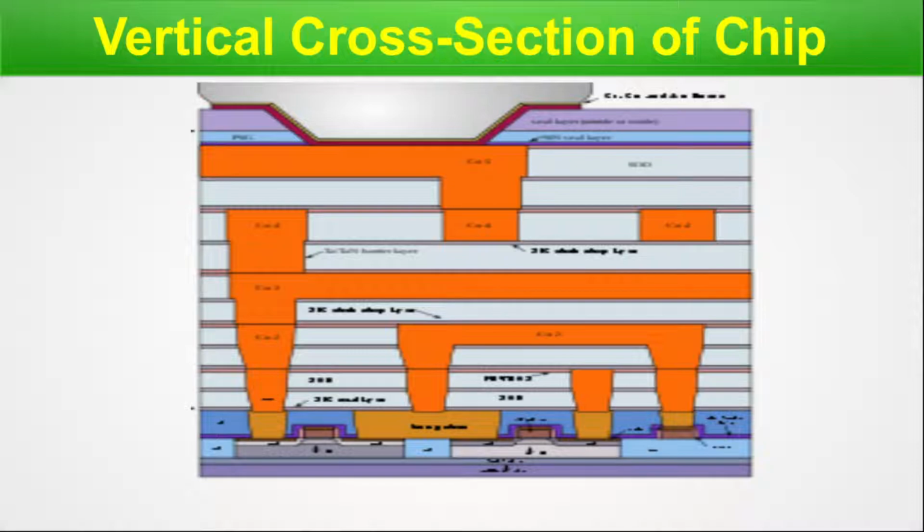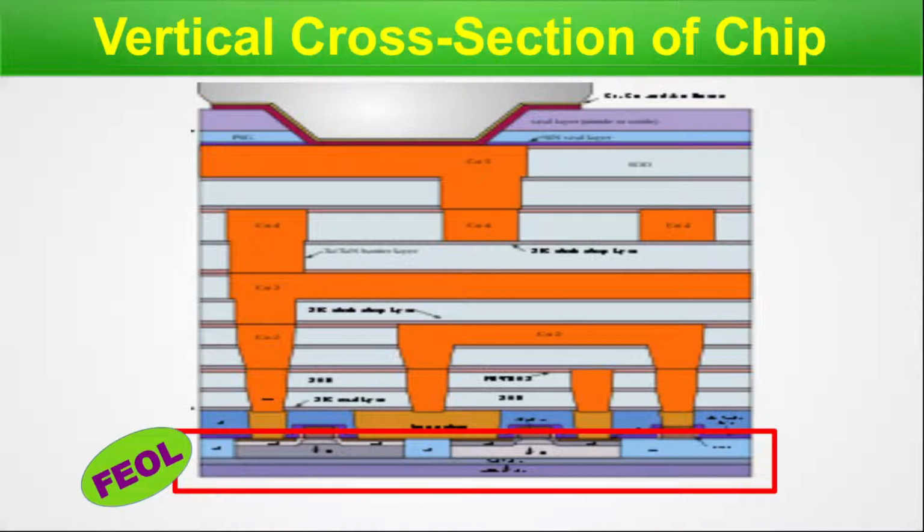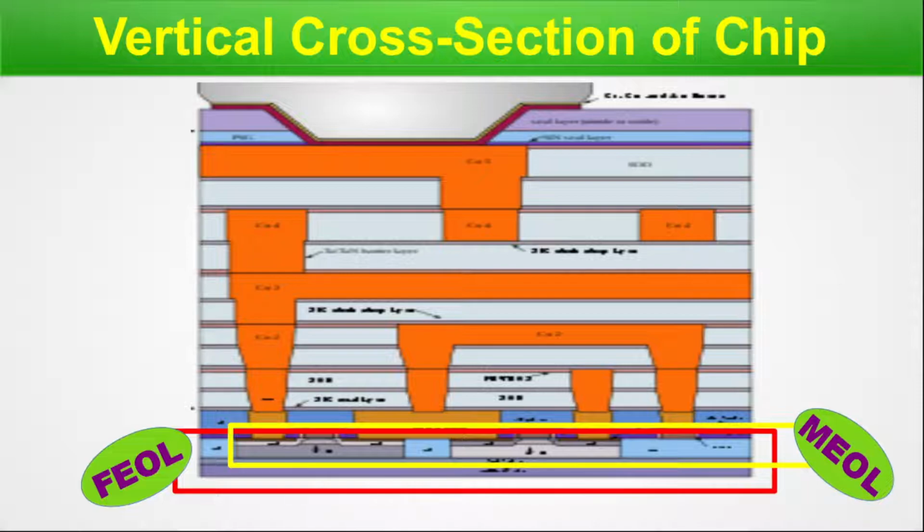Vertical cross section of a chip. So here we are using the vertical cross section of a chip. This picture has been taken from Wikipedia. Here I will point out the different layers. First one is the FEOL layer. Here the transistors will reside. Next, there are few other layer components which are very closely spaced with the FEOL, like contacts, etc. Those are called the MEOL layer.